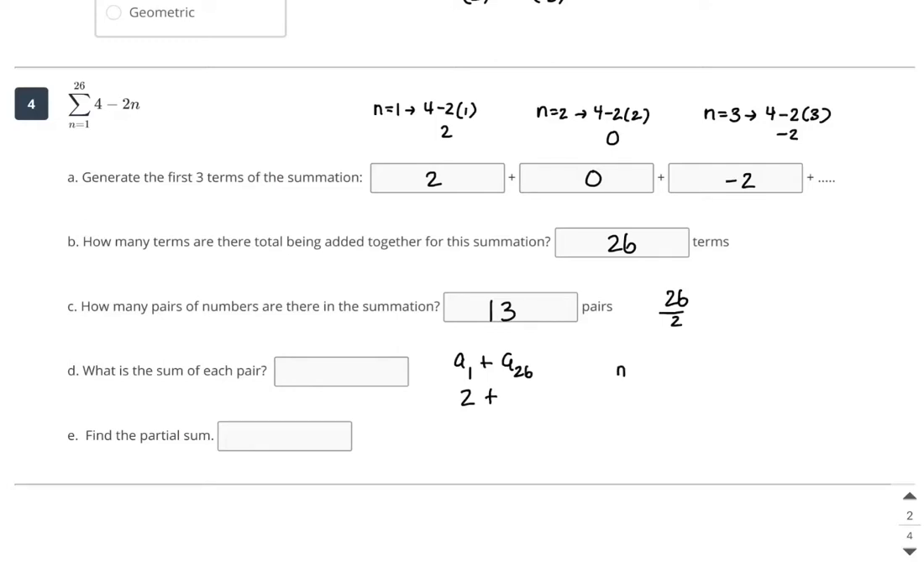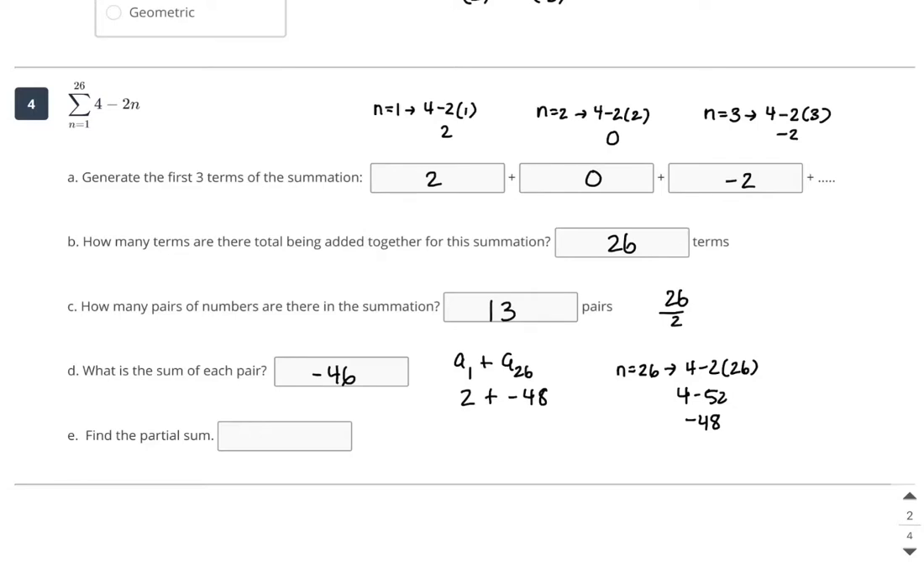I'm just going to plug 26 into the formula here, 4 minus 2n. So I do 4 minus 2 times 26. 2 times 26 is 52. I can't do that in my head. 4 minus 52 is negative 48. So I know I'm doing 2 plus negative 48, which gives me negative 46 as the sum of each pair. That's going to be the pattern.